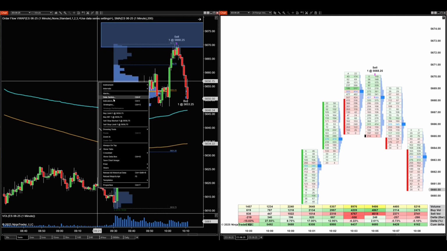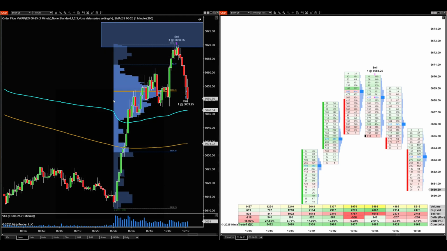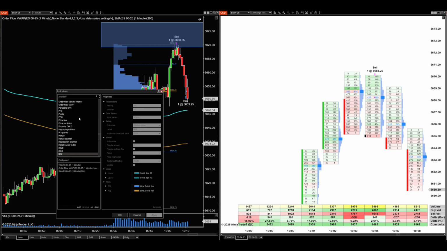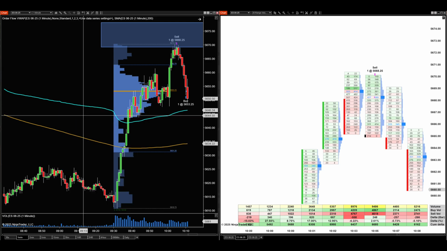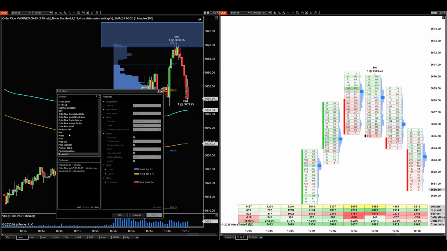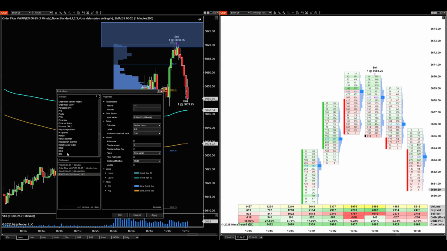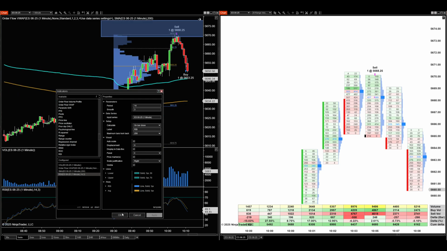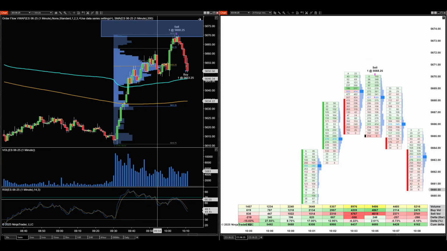Let me add an indicator. Let me show you what the RSI looks like. Wait, why did that not work? Hold on. RSI. I have to double click it, that's why. Apply. Look at what the RSI looked like up here. It was all the way up here above this 70 level.